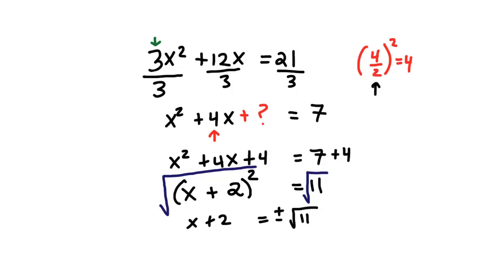And there's only one step left, and that is to subtract the 2 here and subtract the 2 here. We can erase the plus 2 and minus 2. So x is equal to plus minus the square root of 11 minus 2. So those are the two values for x. And we're done. And we're happy.